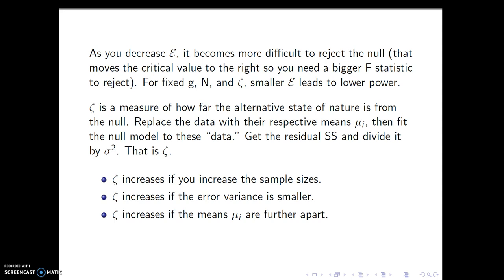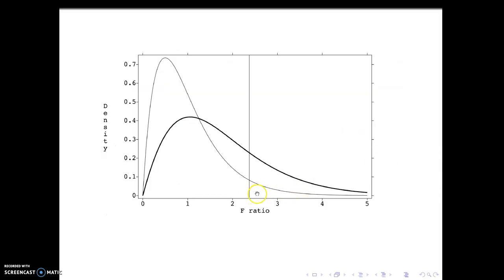As you decrease epsilon, it becomes more and more difficult to reject that null. So that moves that critical value to the right. So you need a bigger and bigger F statistic in order to reject. So if G is fixed, if N is fixed, and if your non-centrality is fixed, then a smaller epsilon leads to lower power because it gets harder and harder to reject. Imagine just again, if we go back to this, if we're moving this line further and further out, the area of both the null distribution and the alternative F distribution is just going to get smaller as we move this line further out.